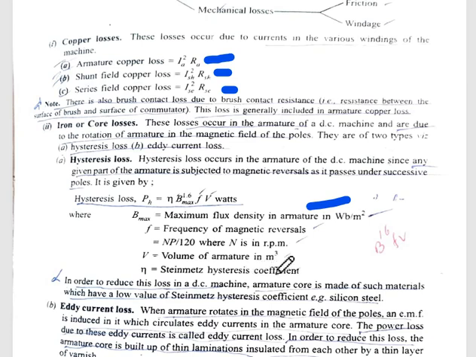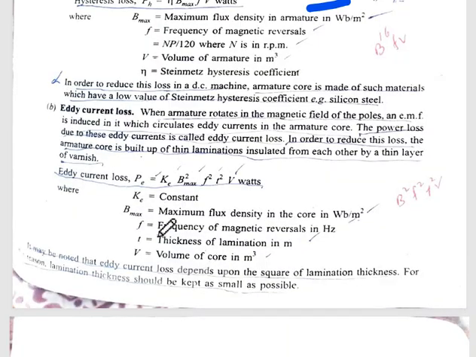η is the Steinmetz hysteresis coefficient. In order to reduce this loss, DC machine armature core is made of such material which has a low value of Steinmetz hysteresis coefficient, which is silicon steel.